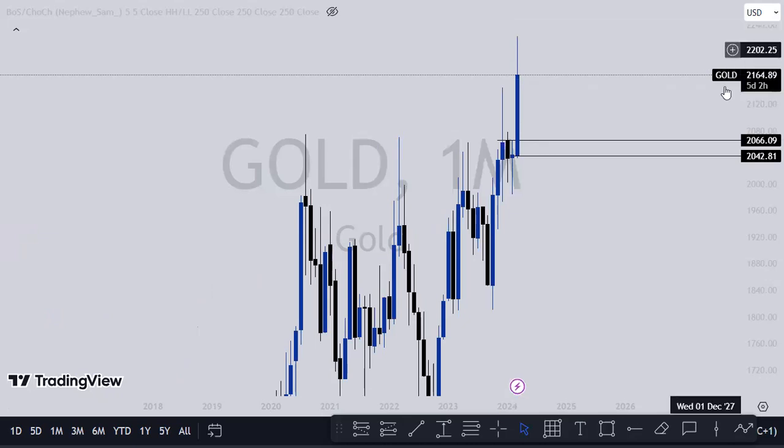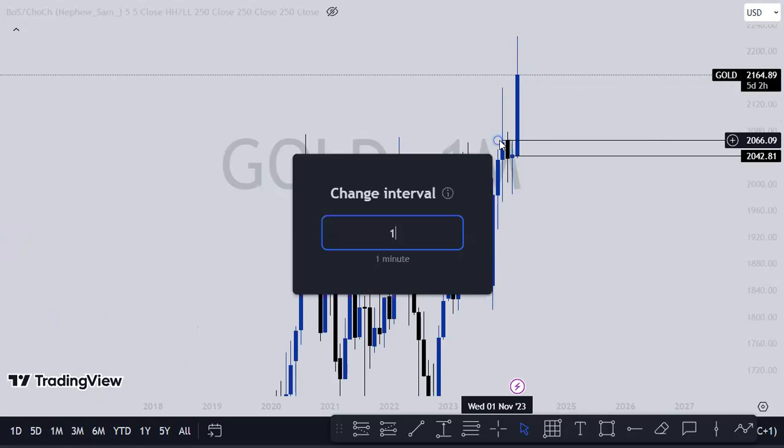This should be what you'll be looking at for the month. For the week, this should be the drawn liquidity, this place. I don't trade gold though. But let's look at 1 week.